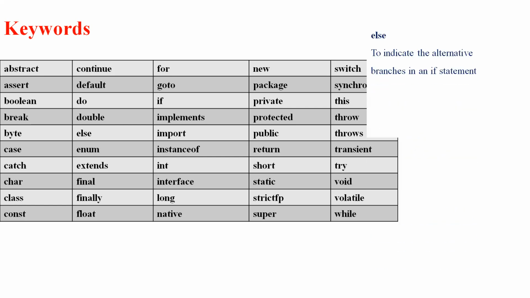So next we have else. This is a branching statement used to indicate alternative branches in an if statement. If the particular statement is not true, then we need to proceed with the next statement. At that instance, we go with this else.